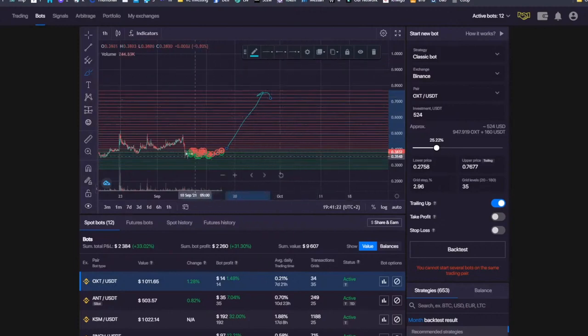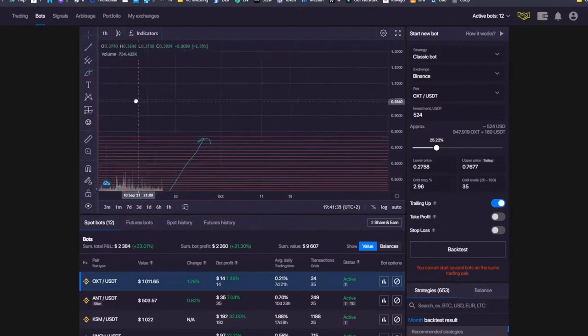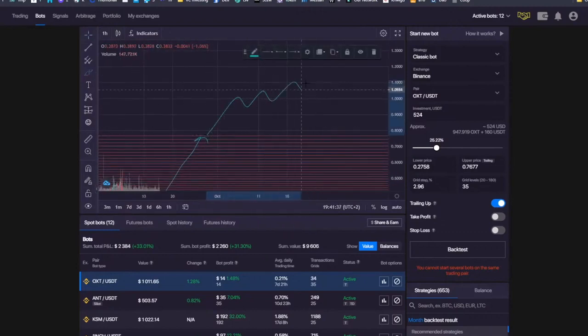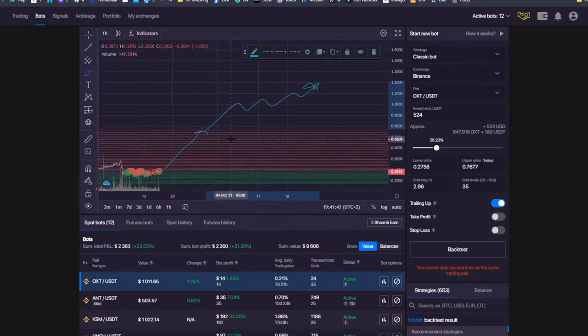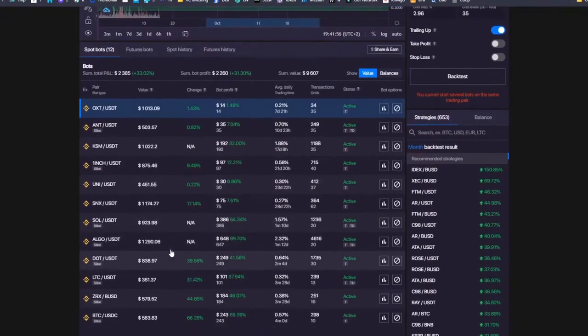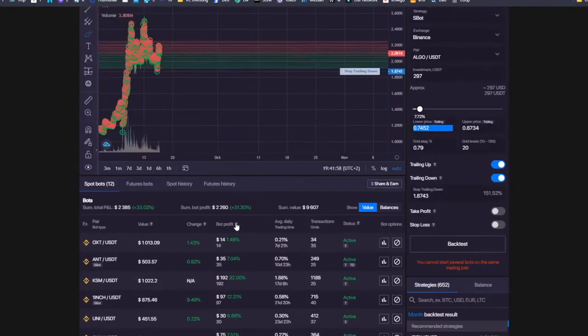So for example, if the price of OXT goes above my highest order in this trading range, then with the trading up, it will still trade for me even if the price is going to be here. Because what it's going to do is restructure my grids. It's going to set new orders so that it can follow the market. Okay, and that way it works on the Algo, for example.